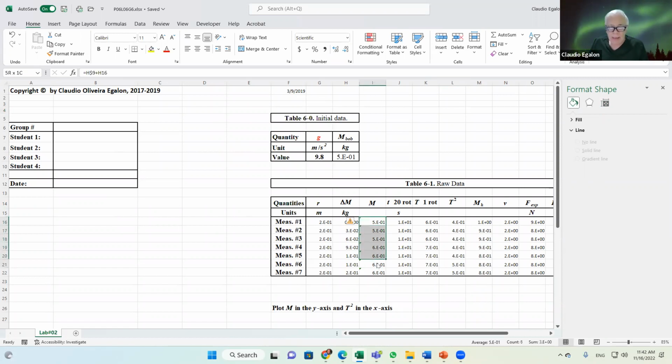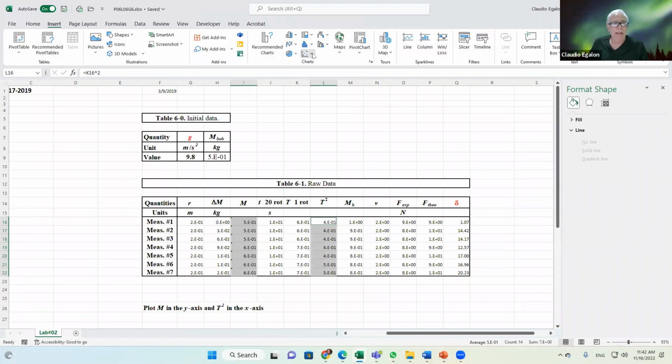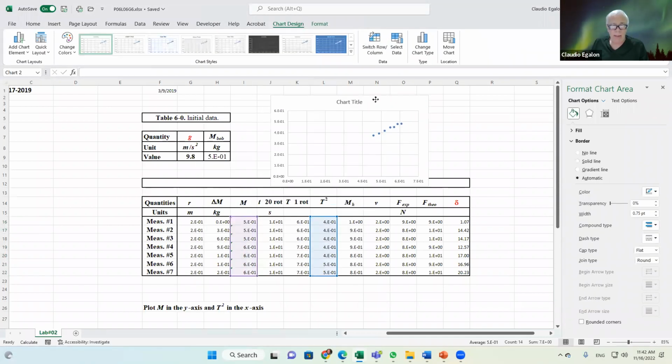Okay, so highlight M, right? Like I said, there's more than one way of doing that. I'm doing this way here, so you can learn some new things about Excel, right? Highlight M, highlight T square, right? If I plot this graph, I'm going to get T square plotted along the y-axis and M along the x-axis, but I don't want that. I want the opposite. I want M along the y-axis and T square along the x-axis, right? So how do I fix that?